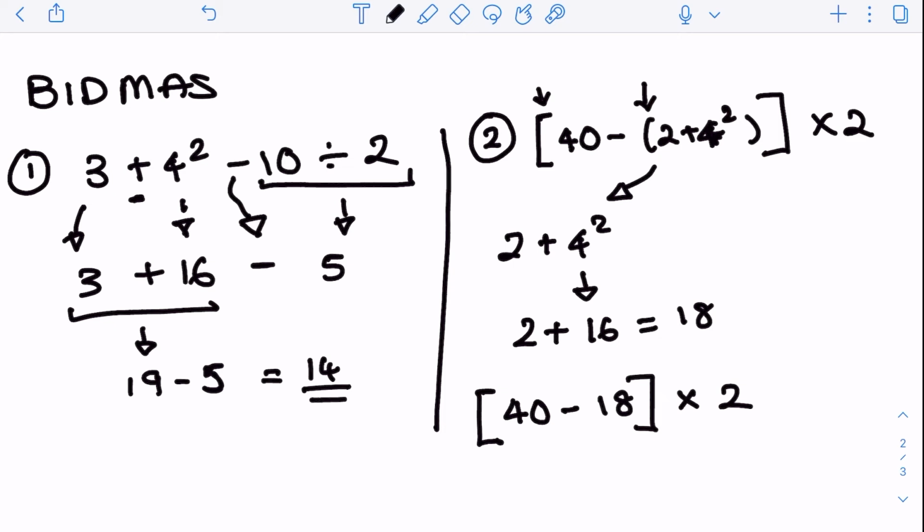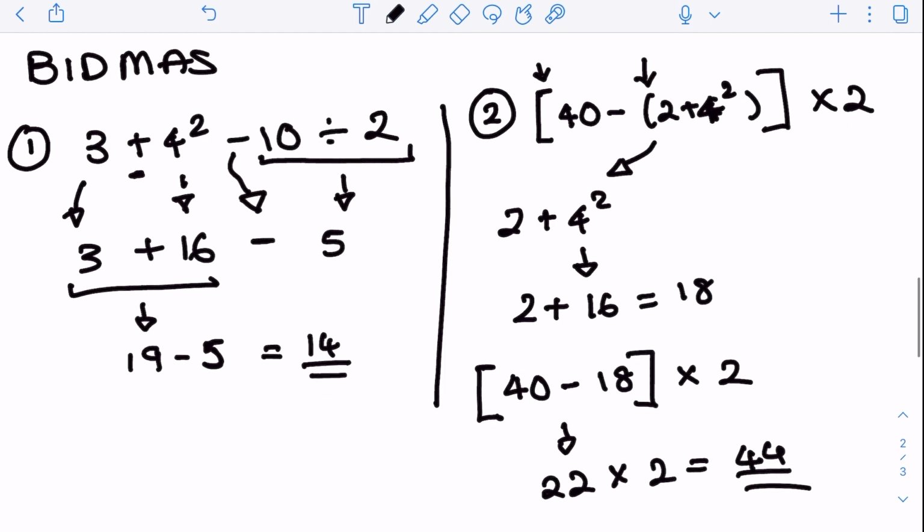Then, again, we still have brackets. So we look at the brackets first. So we do 40 minus 18, which will give us 22. And we multiply that by 2. And so we get the answer of 44. Okay. So I'm going to pop a question on that I want you to try by yourself. So please pause the video and give it a try for yourself before coming back to see the working out.